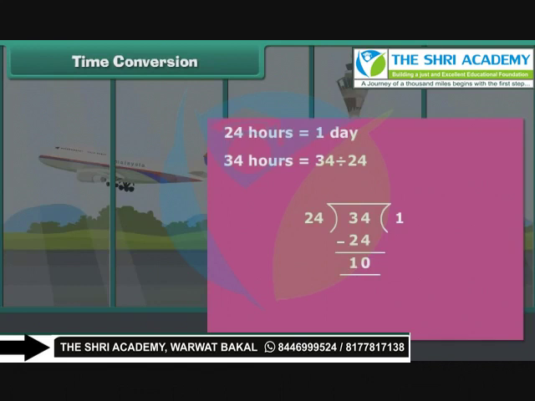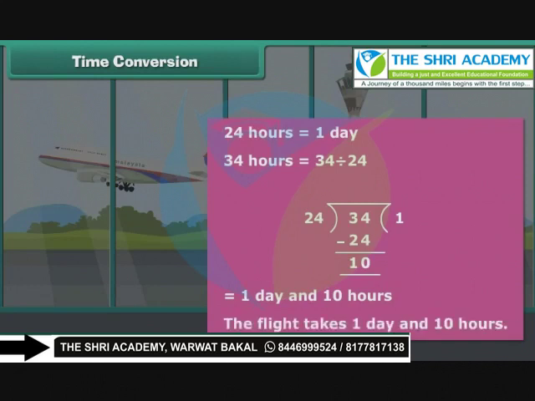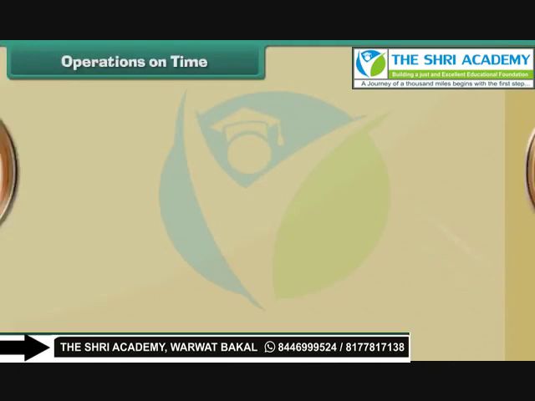There are no more digits left in 34. That brings us to the end of the division operation. 34 divided by 24 is 1 day and 10 hours. Therefore, the flight takes 1 day and 10 hours.